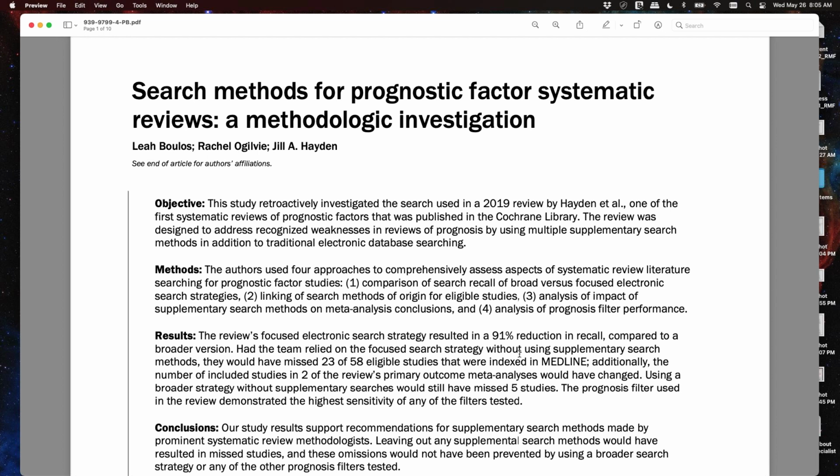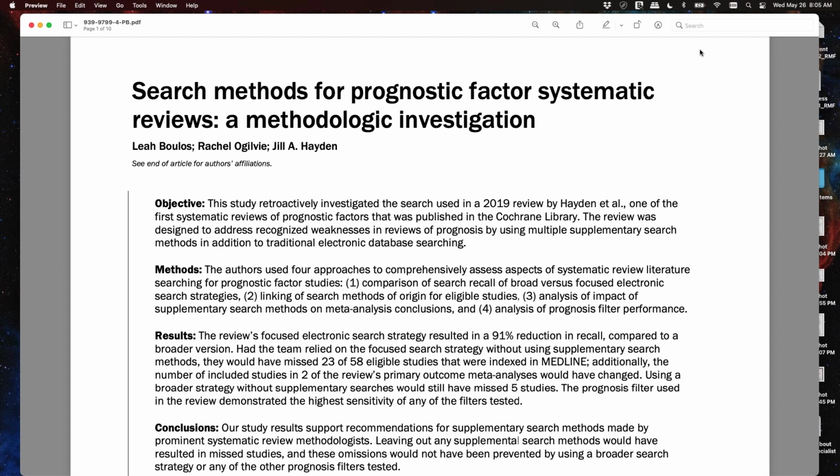Ever since then, we have seen some more publications on this topic. And what this author team did, I'm not sure how to pronounce her last name. Does anyone have any clues? She's Canadian. I would say Boulos. That's my guess. Okay, so I'll call her Boulos. Leah Boulos et al. They did investigate a Cochrane review as well.